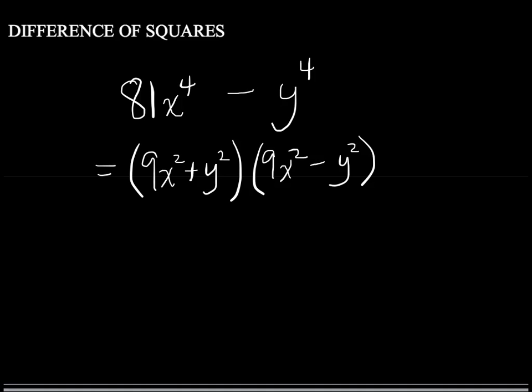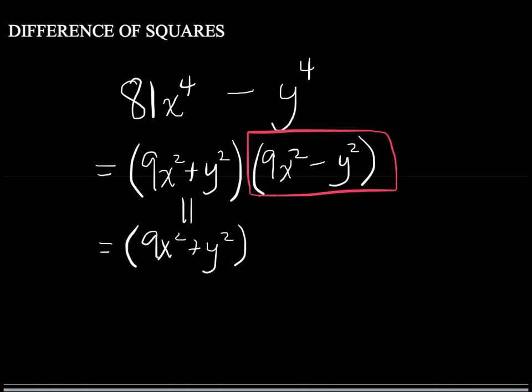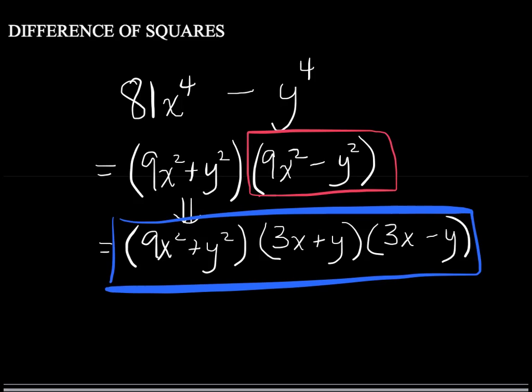But wait. Look at this second factor. That's 9x squared minus y squared. Hey, that itself is another difference of squares. So we can keep going. 9x squared plus y squared stays the same. Don't forget this. It stays with us. And now we factor 9x squared minus y squared. And that gives us 3x plus y and 3x minus y. And in fact, we're done.